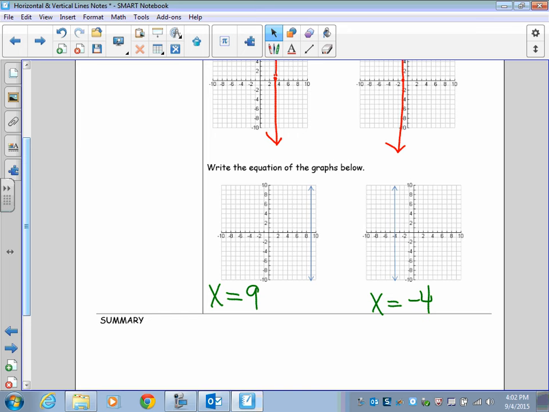In your summary, now you're going to write 2, possibly 3 sentences summarizing today's lesson. Please include the type of slopes for vertical and horizontal lines, as well as anything else you think you're going to need in order to study and pass your test.